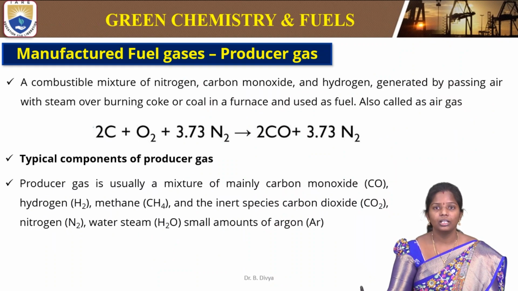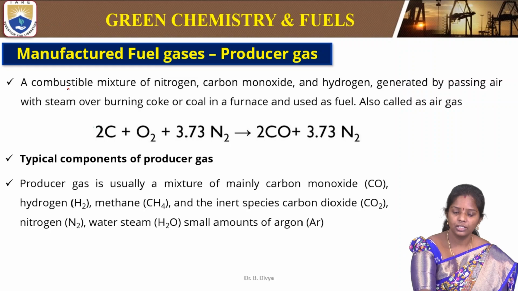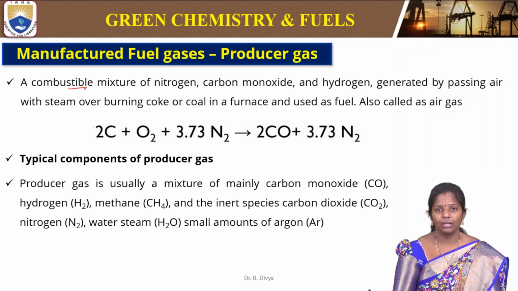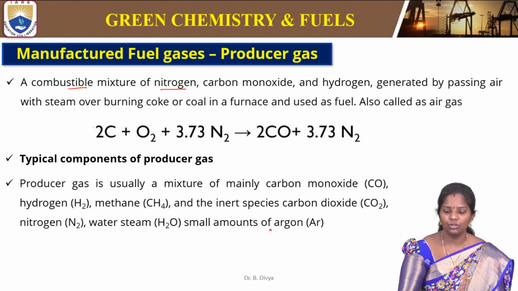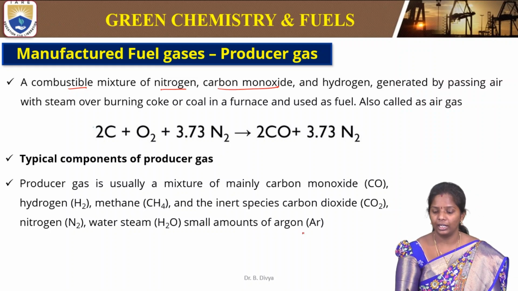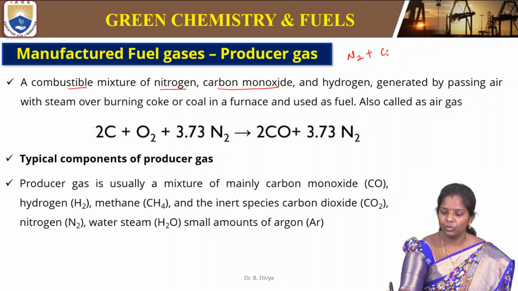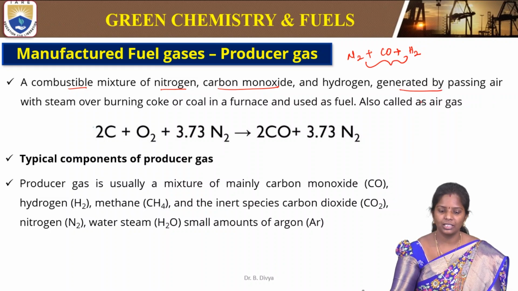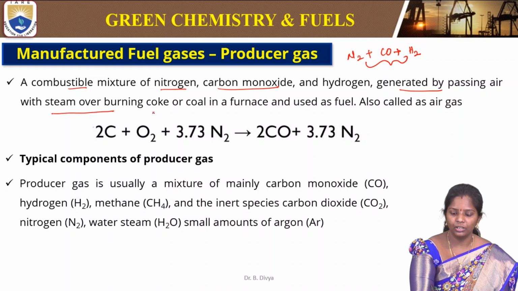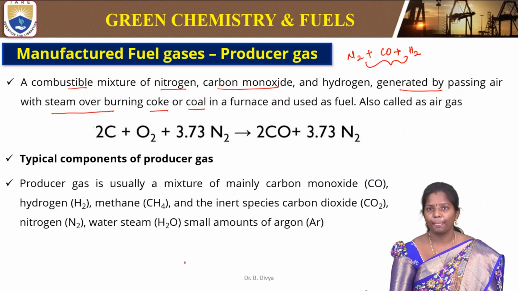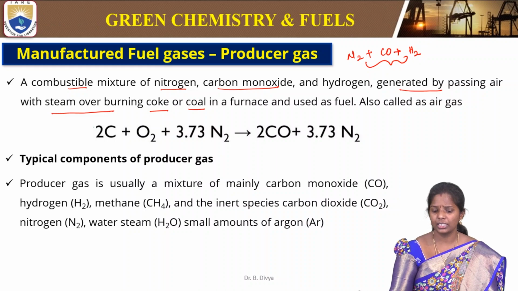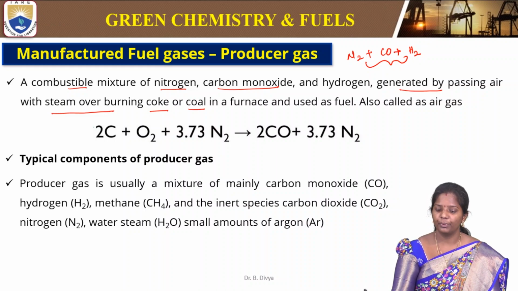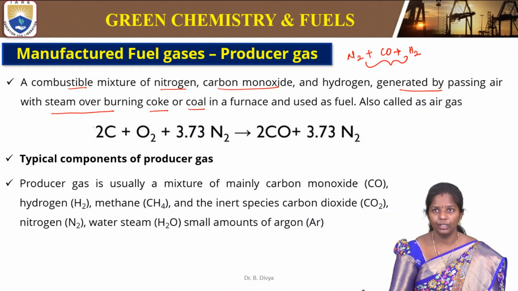Next manufactured fuel is the producer gas. What is a producer gas? It is a combustible mixture of nitrogen, carbon monoxide and hydrogen. This combination together is called producer gas. It is generated by passing air with steam over burning coke or coal in a furnace and used as a fuel. Upon burning the coke or coal, it will produce this mixture of gases, and that can be used as a fuel. That is nothing but the producer gas.